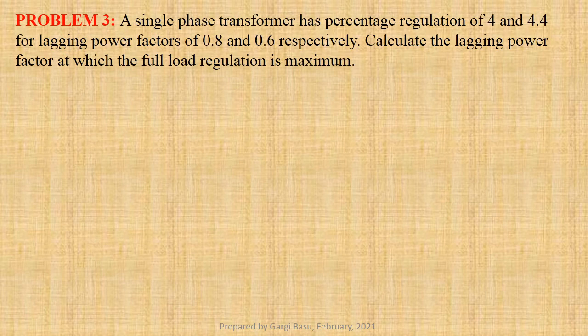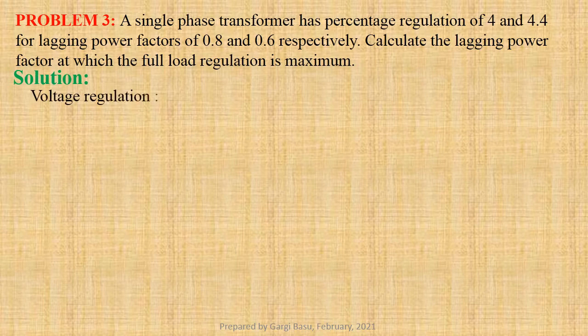Problem number 3. A single phase transformer has percentage regulation of 4 and 4.4 for lagging power factors of 0.8 and 0.6 respectively. We have to calculate the lagging power factor at which the full load regulation will be maximum. Let us first jot down the given data.